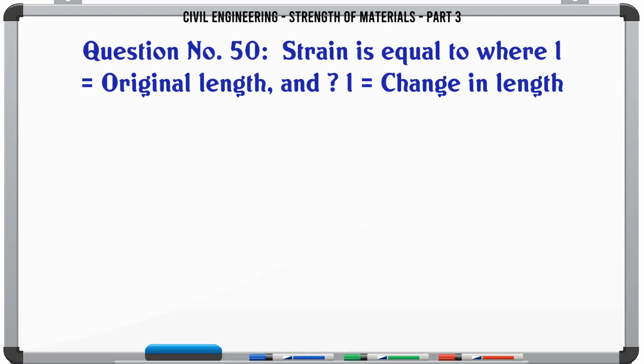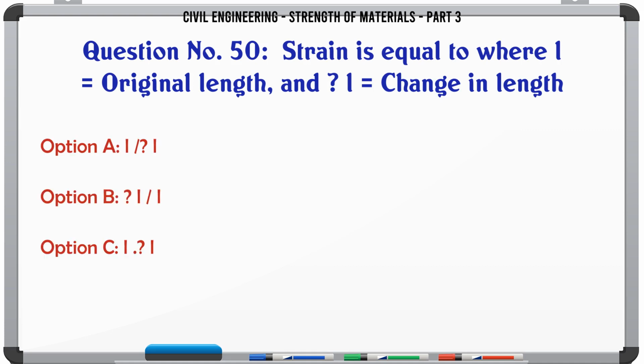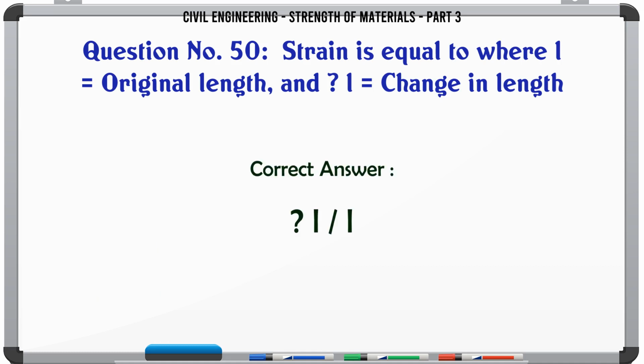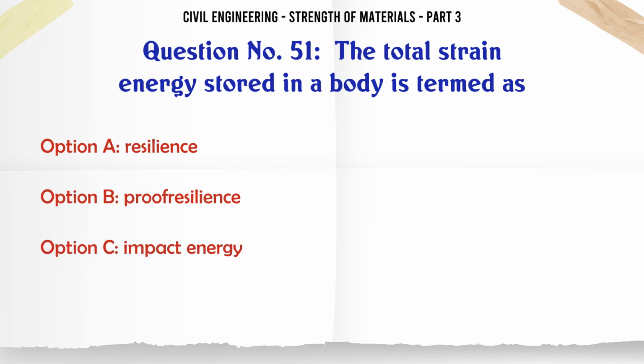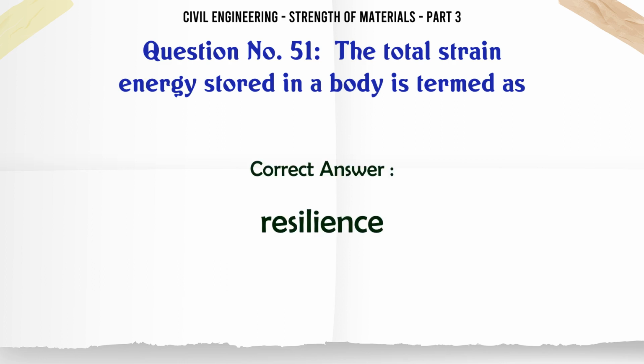Strain is equal to, where L is the original length and δL is the change in length. A. L/δL, B. δL/L, C. L·δL, D. L−δL. The correct answer is δL/L. The total strain energy stored in a body is termed as A. Resilience, B. Proof resilience, C. Impact energy, D. Modulus of resilience. The correct answer is resilience.